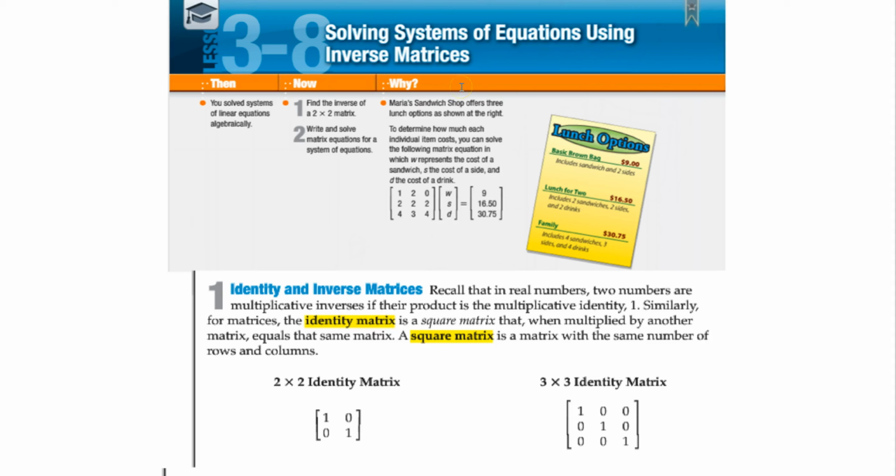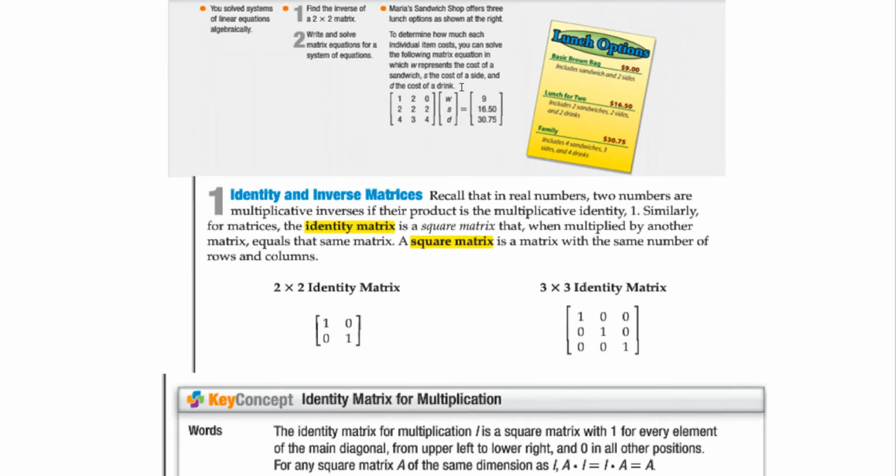3.8, solving system equations using inverse matrices. So this is a big lesson. I'm going to show you how to solve system equations using matrices, which makes it a lot faster than doing it by hand or using Cramer's rule. So first, to do that, we have to talk about identity matrix.